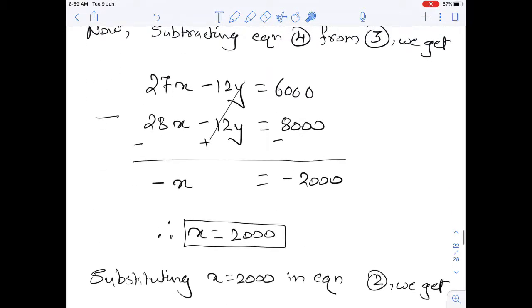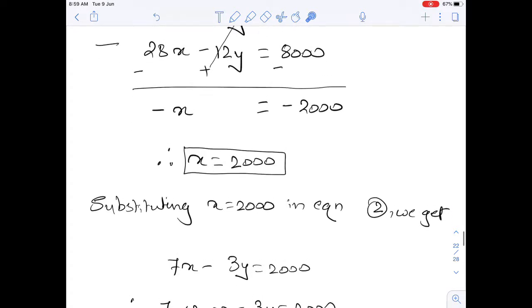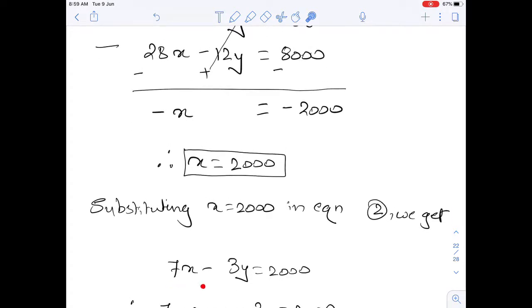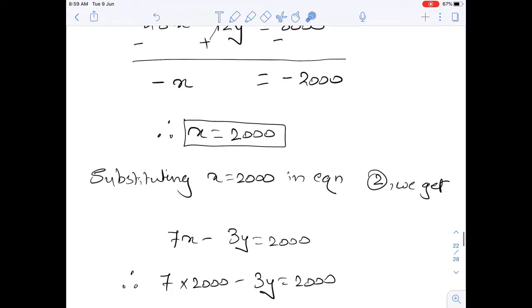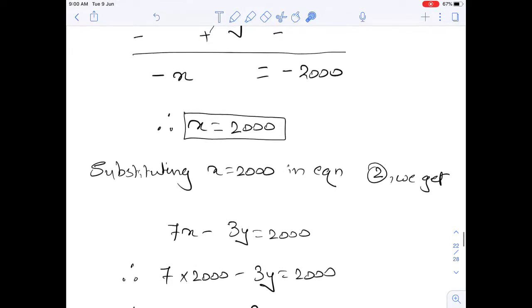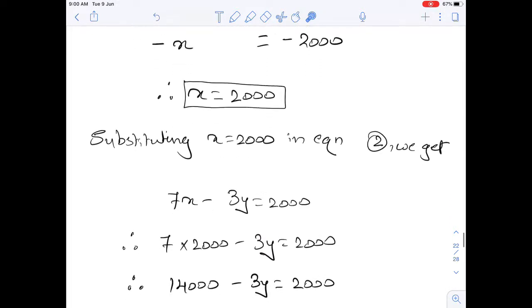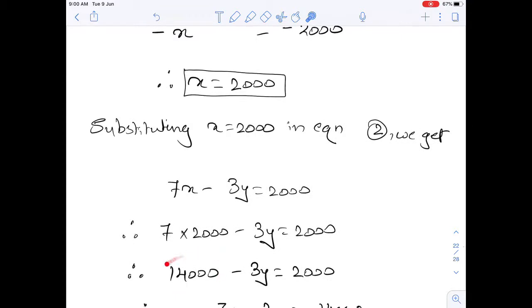Substituting x equals 2000 in equation number 2, we get, first we have to write equation number 2, it is 7x minus 3y equals 2000. Now instead of this x we will write the value 2000. So you will get 7 into 2000 minus 3y equals 2000. Now 7 into 2000 is 14,000. So on the next step we get 14,000 minus 3y equals 2000.